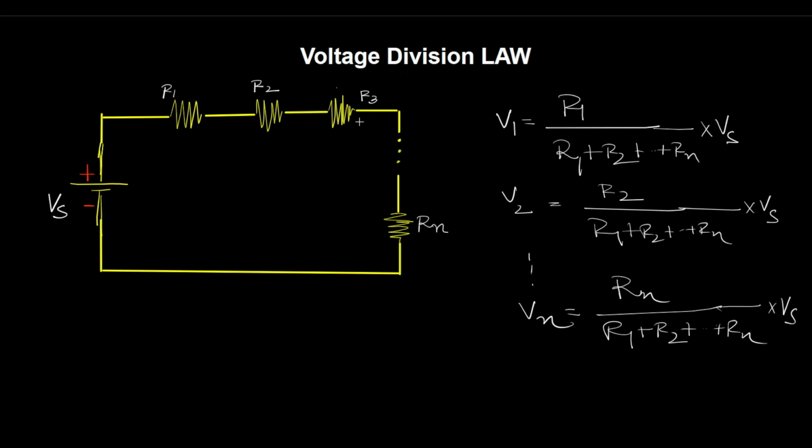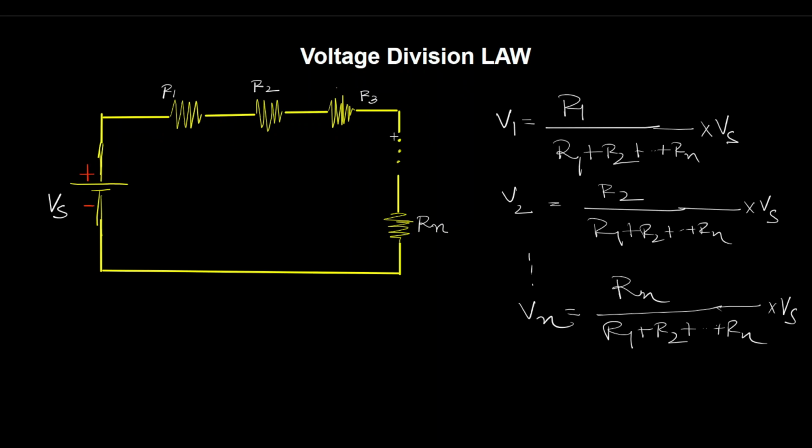So you can see on the screen, this is voltage division law. There is a circuit and the source voltage is Vs, and there are several resistors like R1, R2, R3 and Rn. These resistors are connected in series. Now if we want to find out the voltage drop across each resistor by using voltage division law, we can easily find out that voltage.